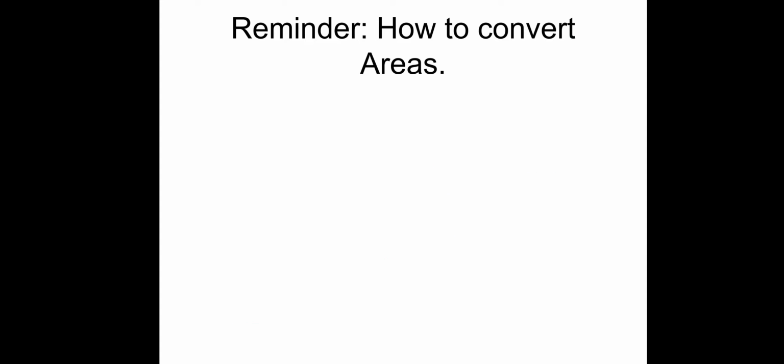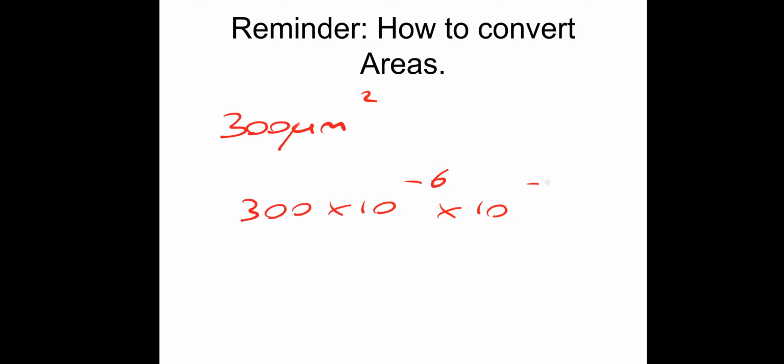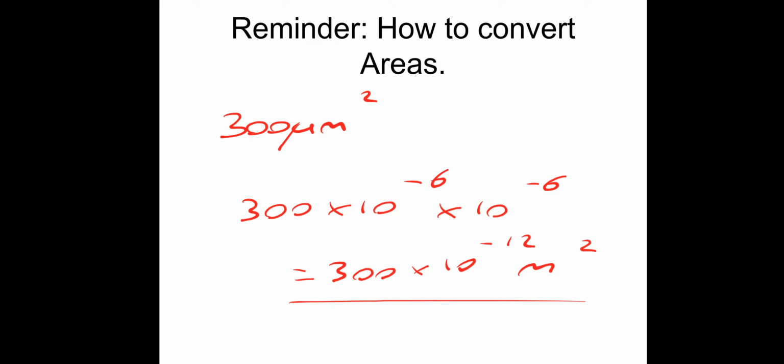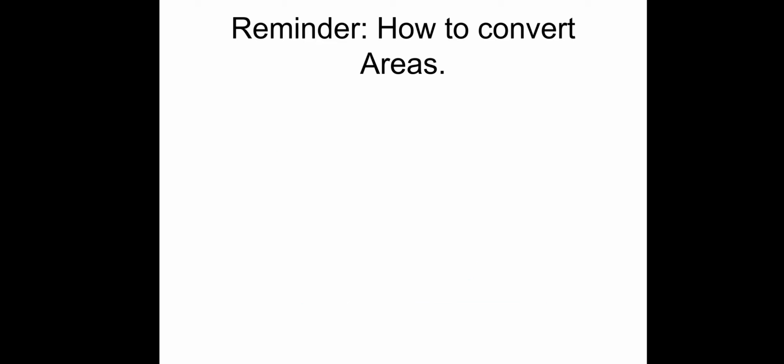Then let's do one more. So what about 300 micrometers squared? So that'll be 300 micro times 10 to the minus 6, and then squared, perform that again, times 10 to the minus 6. So that'll be 300 times 10 to the minus 12 square meters. Hopefully that's okay, then let's move on.